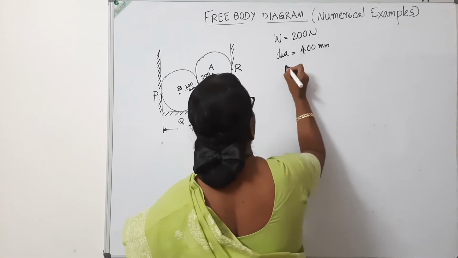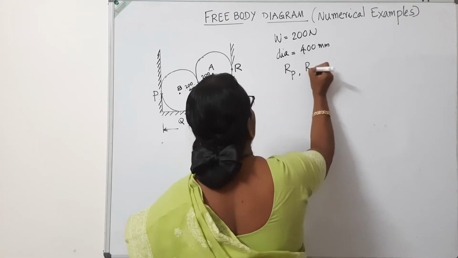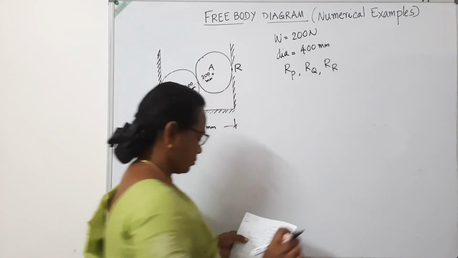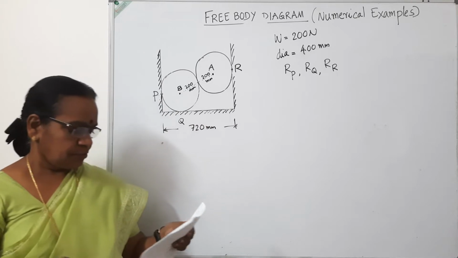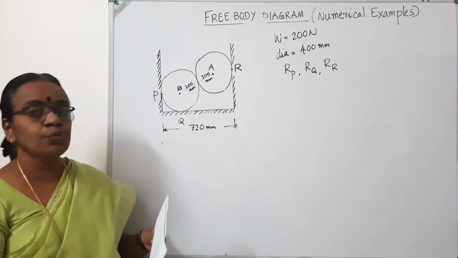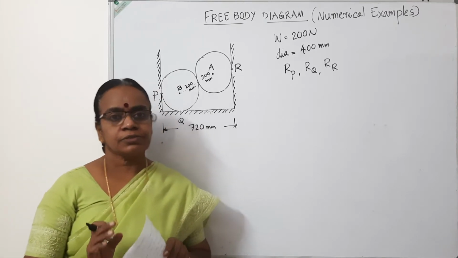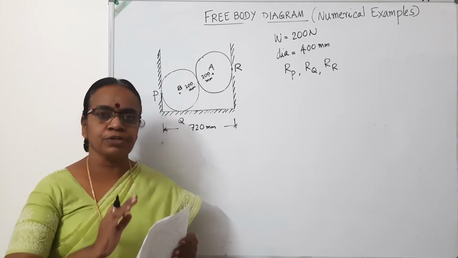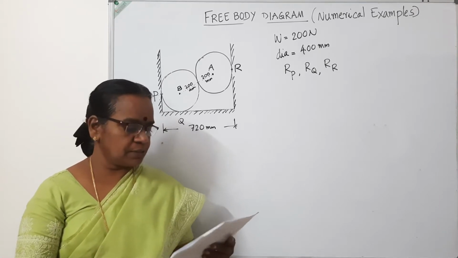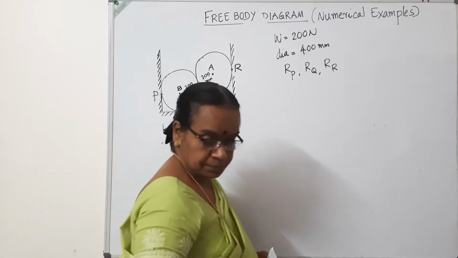You are asked to find out the reactions at the contact points P, Q and R. For such problems we have to first of all draw the free body diagrams of the two bodies one by one. Then consider the equilibrium equations. Let's first consider the upper cylinder A.